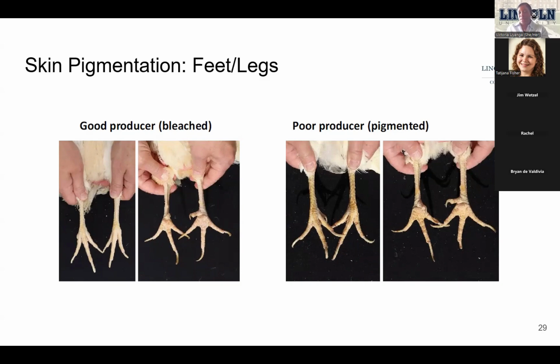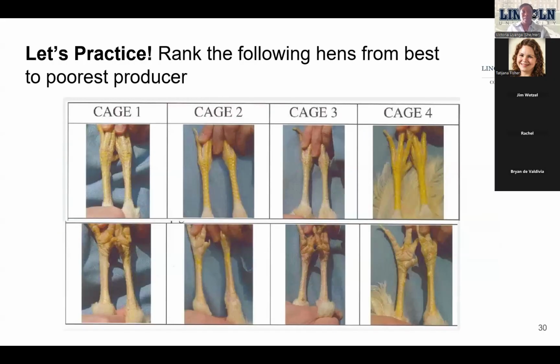This leads us to our next practice question, where we have cage 1, 2, 3, 4. In this practice, rank the following hens from what you think would be the best producer to the poorest producer. We are only considering the skin pigmentation on the legs. So based on how that is washing out or bleaching, which do you think is going to be the best producing hen, down to which one do you think is going to be the poorest? Let's see how that comes up.